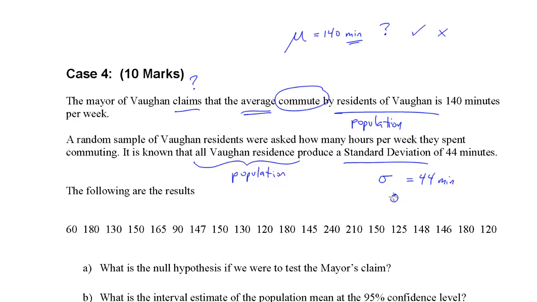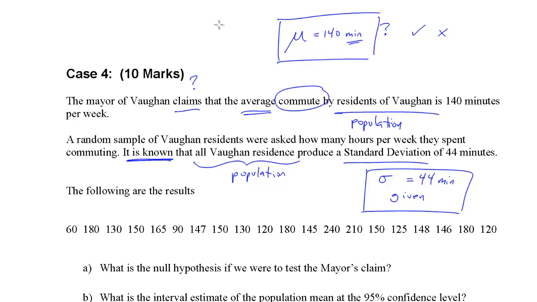So I would say that my standard deviation is given, because it said it is known, and here is my claim. That's going to end up being a hypothesis. And what else do we know? Oh, here. It says the following are the results. And as I mentioned earlier, in our sample, we know we have 20 individuals. So we have a question about the population, we have something that we know about the population, and we also have some information about the sample.